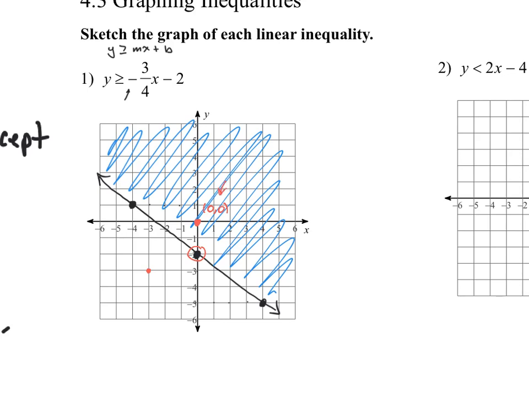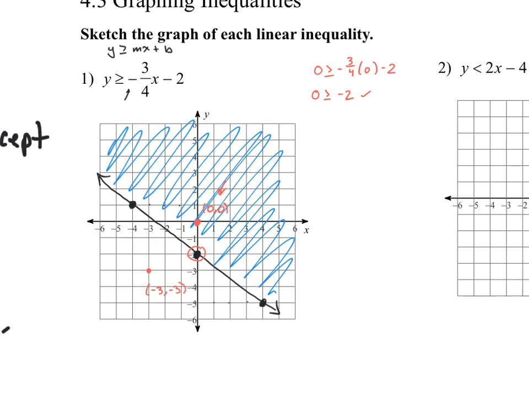So this point, and let's go with (-3, -3), to see if my shading's in the right place. Then we'll test the y-intercept. So first off, I'm going to do my (0, 0). So 0 is greater than or equal to -3 over 4 times 0 minus 2. Anything times 0 is 0. So I am left with this. Right. 0 is greater than or equal to -2. This is correct. This is a true statement, so my shading so far is in the right spot.